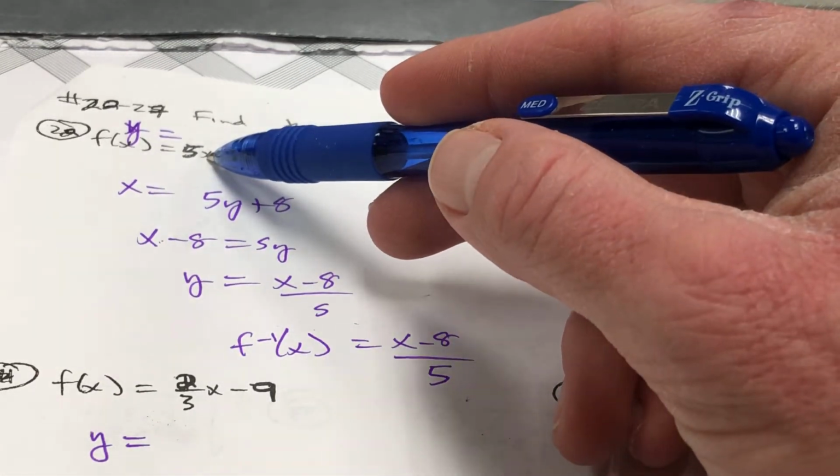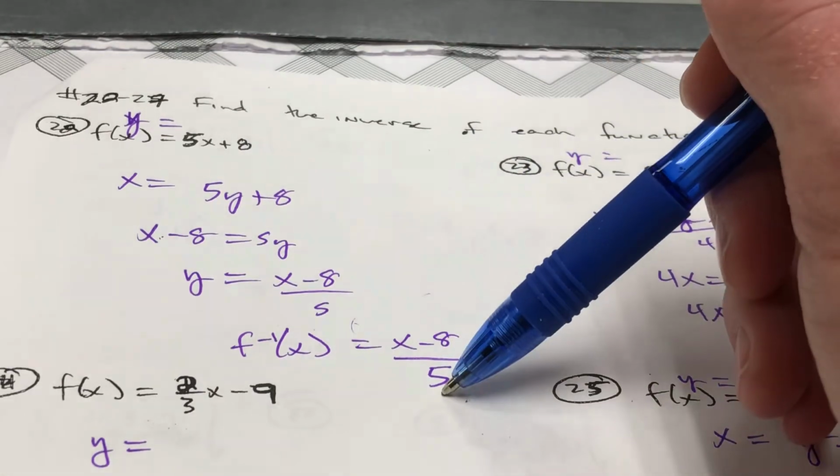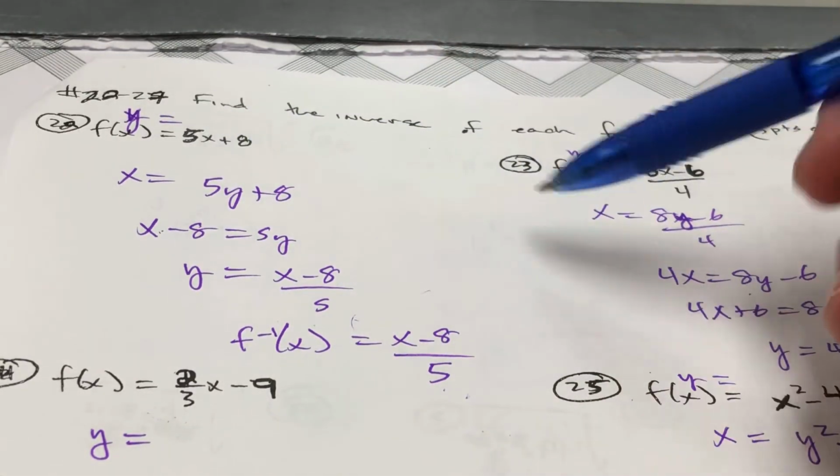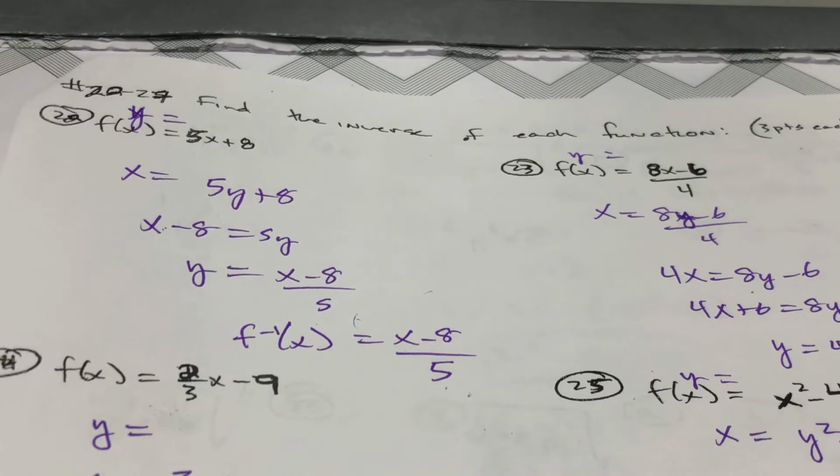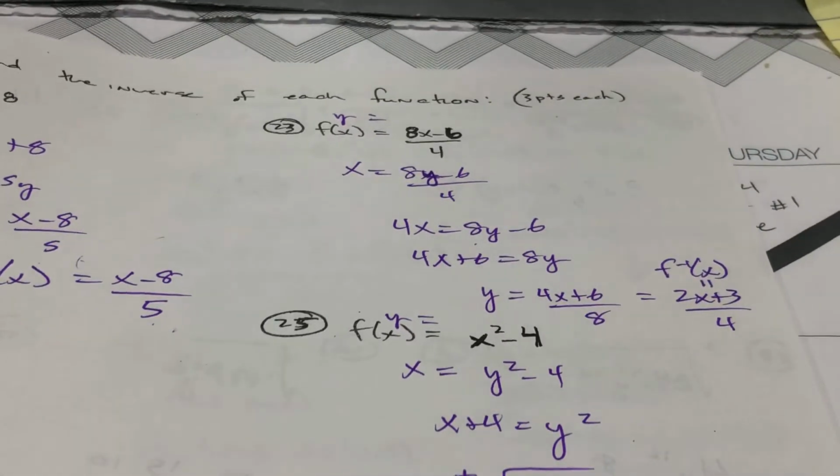Original function, I was multiplying only x by 5. Now I'm dividing everything by 5. I was adding 8. Now I'm subtracting 8. Opposite operations. When you think of inverses, that kind of makes sense.